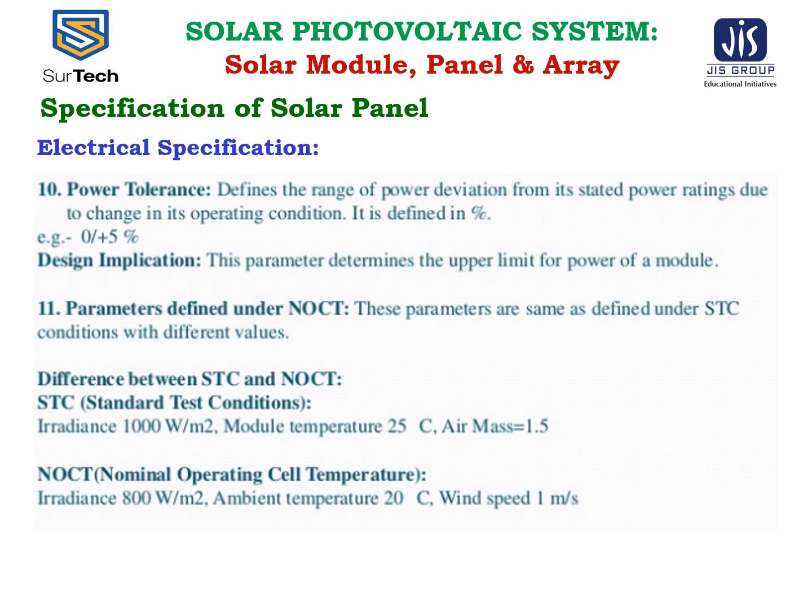Now the parameters defined under NOCT are the same as defined under the STC conditions, with different values. The difference between STC and NOCT: STC means the standard test conditions, when the irradiance is 1000 watt per meter square, the module temperature is 25 degrees centigrade, and air mass is 1.5. But NOCT is the nominal operating cell temperature, when the irradiance is 800 watt per meter square, ambient temperature is 20 degrees centigrade, and wind speed is 1 meter per second.